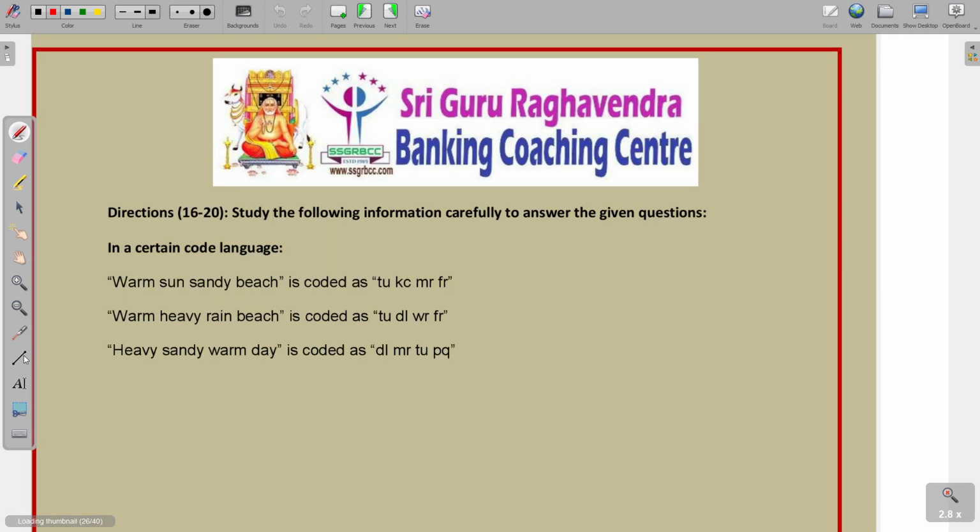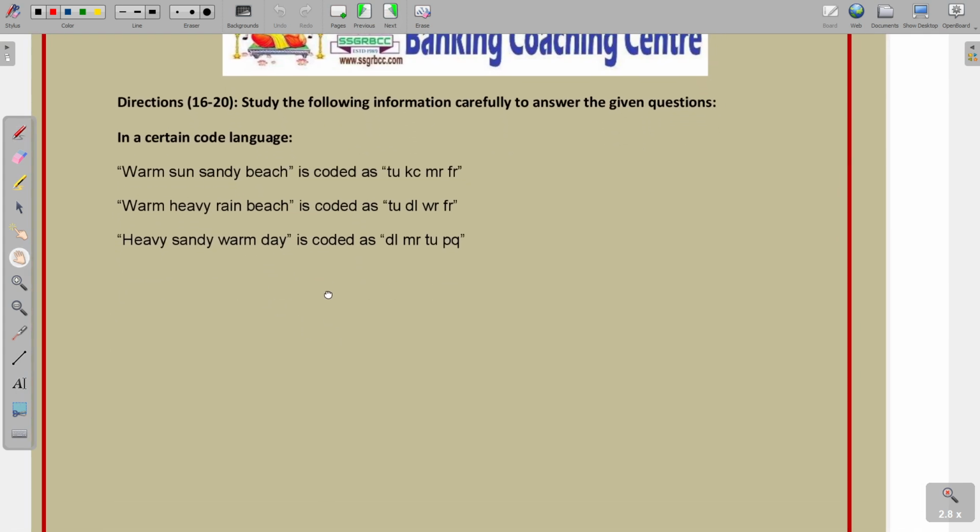Next, coding and decoding. So see, what is the coding here? First of all, we can arrange the coding for each and every word, then move on to the questions. See, the first one is worm, worm and worm. What is the code for worm? TU is the code for worm, repeating in 3 statements. Next, sun and sandy. What is the code for sandy? MR is the code for sandy.